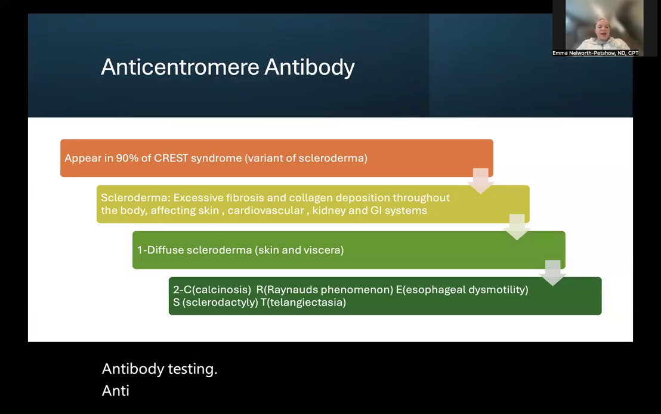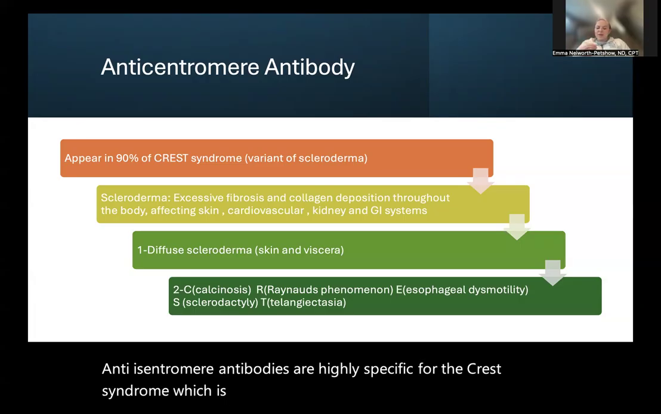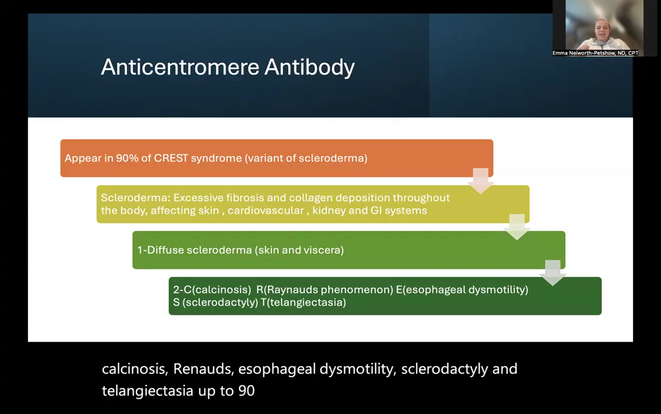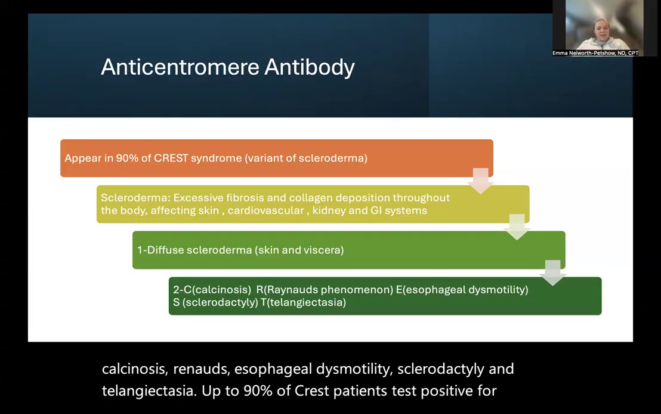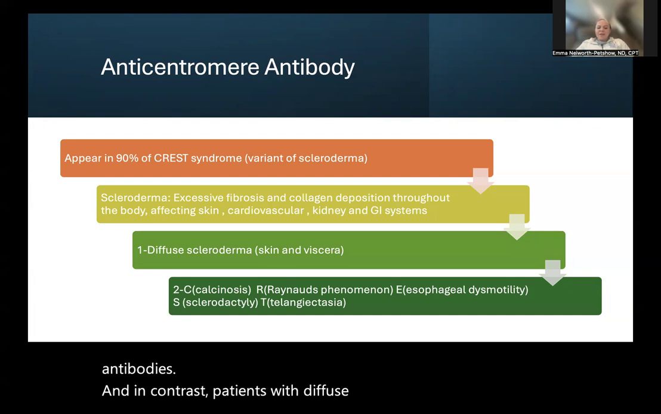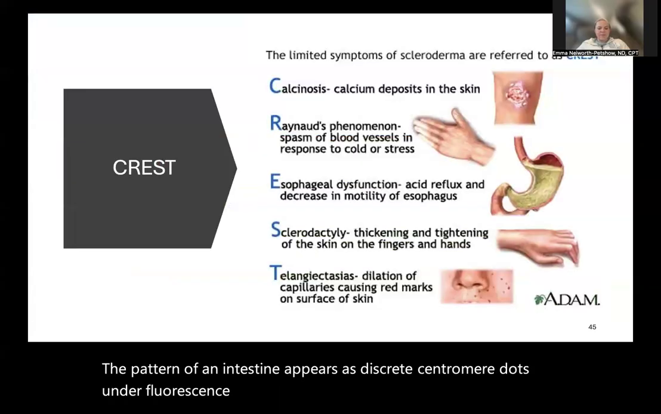Anti-centromere antibodies are highly specific for the CREST syndrome, which is a limited form of scleroderma. CREST means calcinosis, Raynaud's, esophageal dysmotility, sclerodactyly, and telangiectasia. Up to 90% of CREST patients test positive for these antibodies. In contrast, patients with diffuse scleroderma often have anti-Scl-70 positivity. The pattern of ANA testing appears as discrete centromere dots under fluorescence microscopy.